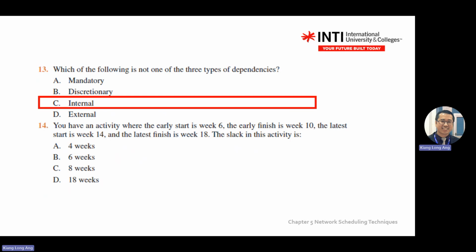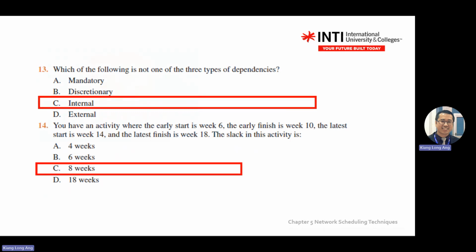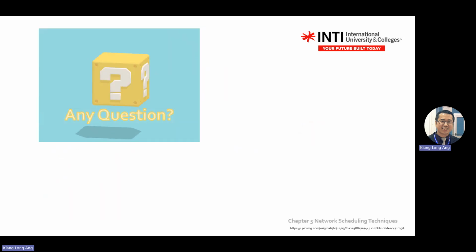You have an activity where early start is 6 weeks, early finish 10 weeks, latest start is 14 weeks, latest finish. So it's a slack. You know, this one minus this one. Yeah. Okay, with this we conclude chapter 5.